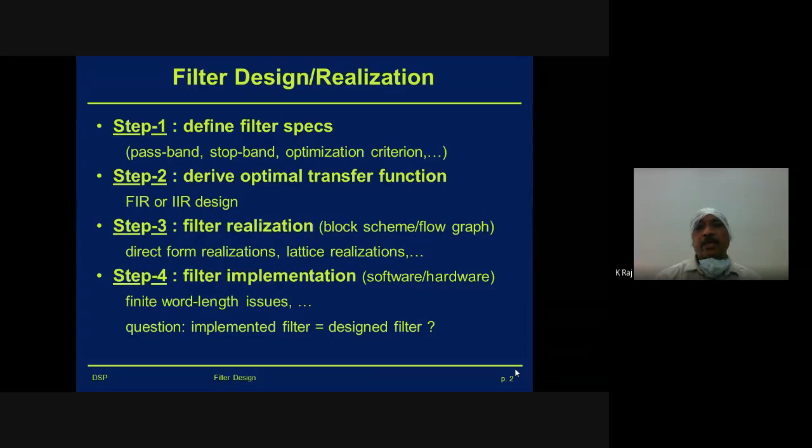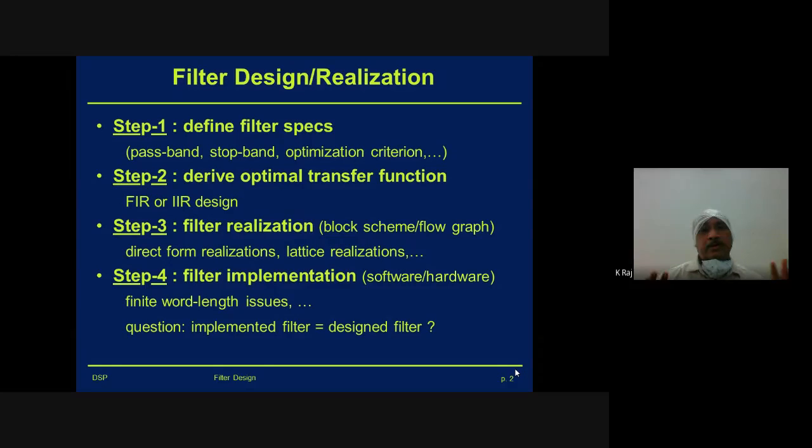optimization criteria. And in the second step, we decide what is the design method, that is whether we are interested in the FIR filter or the IIR filter. Then in the third step, we consider what is the realization which has to be used, using the block diagram representation or the signal flow graph representation, or sometimes we also use the dependence graph or data flow graph. And we have discussed so many structures like the direct form 1, direct form 2, parallel form, cascade form, and lattice realization. And then the fourth step is the implementation.